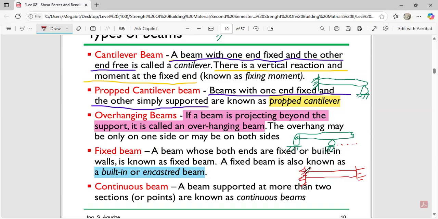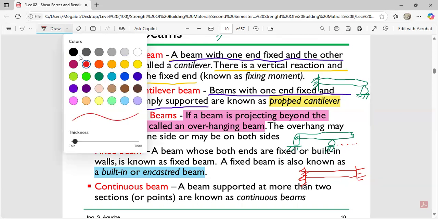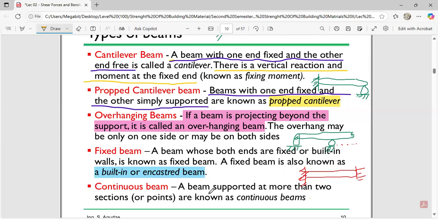Thank you. So in a continuous beam, a beam supported at more than two sections or points is known as a continuous beam. So a continuous beam could also be in this form.